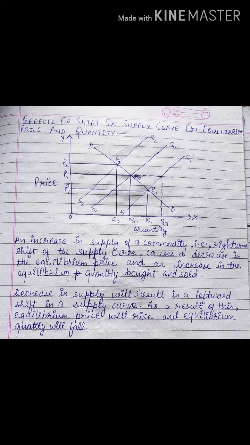Again, a decrease in supply will result in a leftward shift in the supply curve. Now if I move my supply curve towards left, you can see that prices increase. So what happened to my equilibrium price? My equilibrium price rises, and which will lead to what? A fall in my quantity bought and sold.